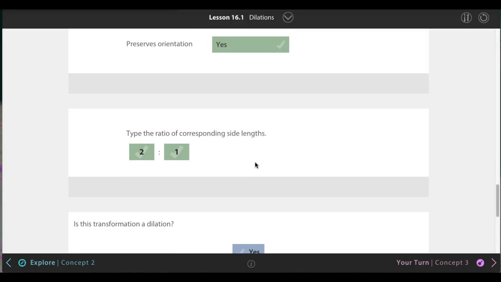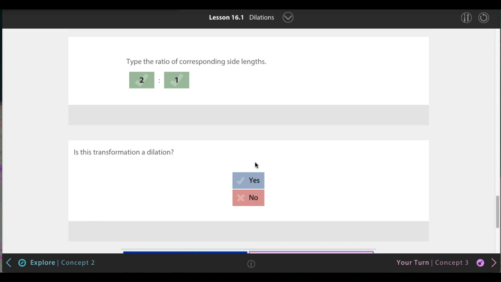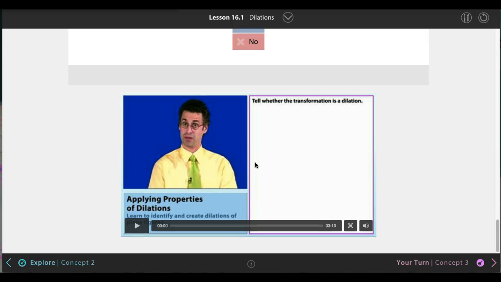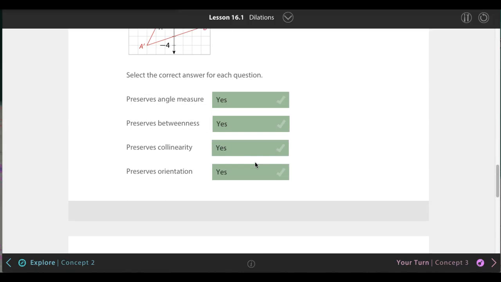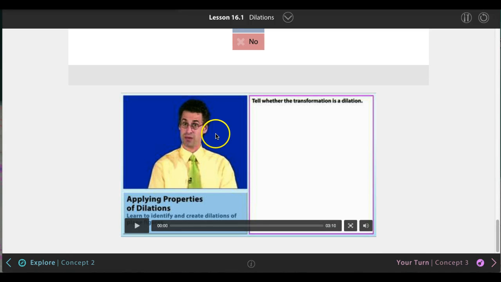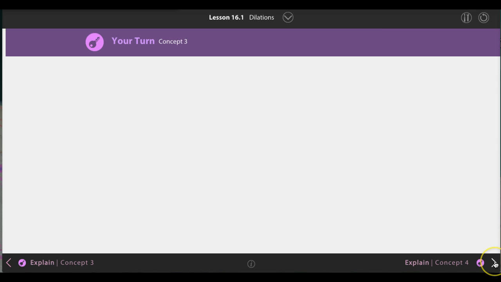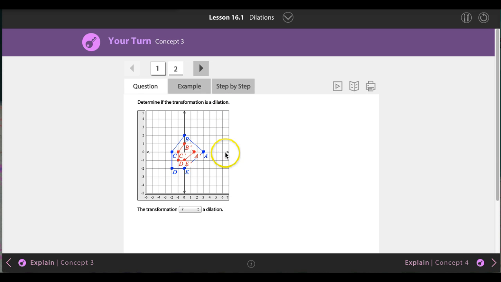Okay? So is it really important that you know how to do this? No, not really. I mean, yes, but you don't have to understand all the definitions of betweenness and collinearity and all that stuff. Please watch this video because it helps you a lot, okay? All right, moving on. Your turn question, of course, I had to solve it, but it doesn't show that I did.